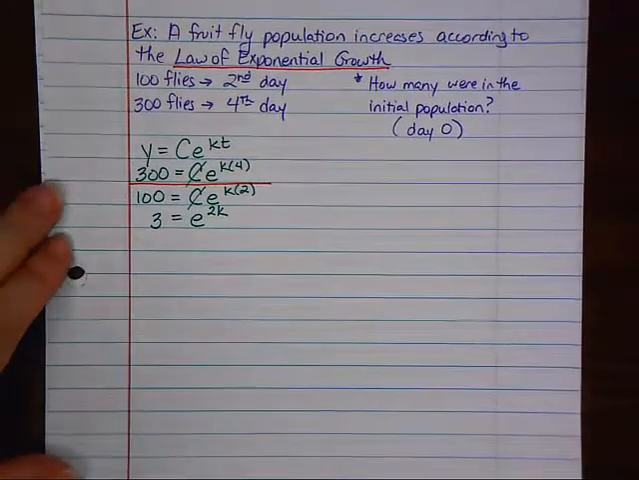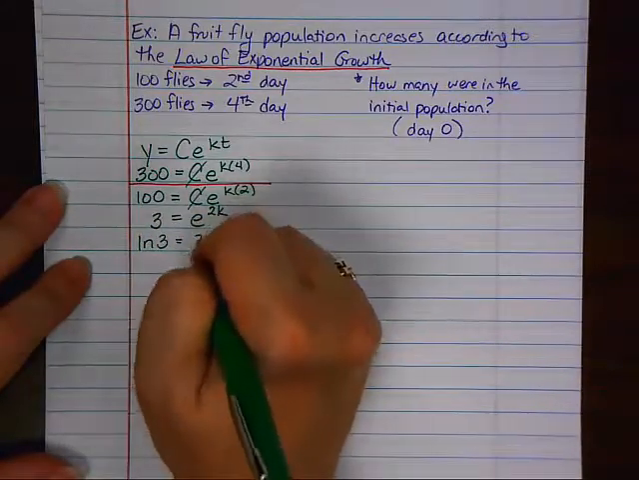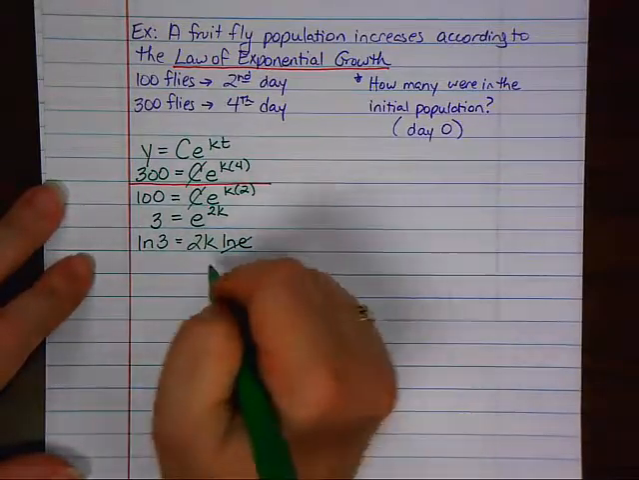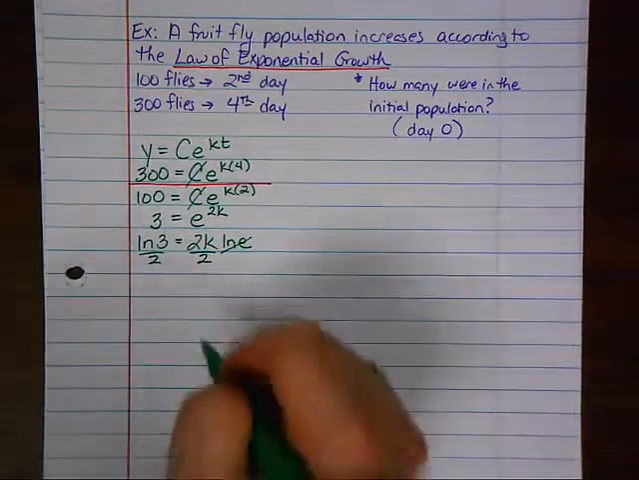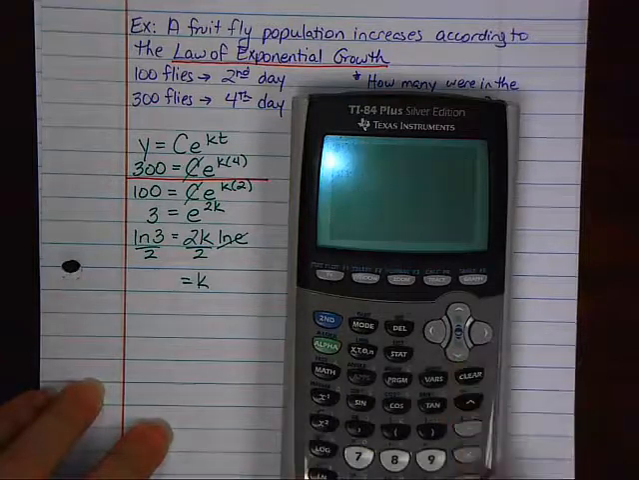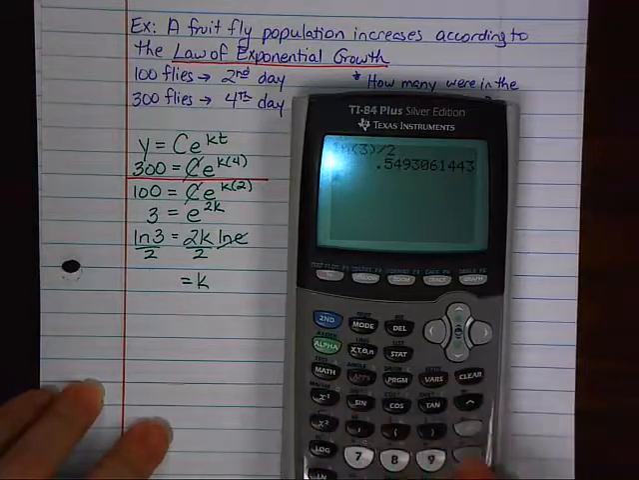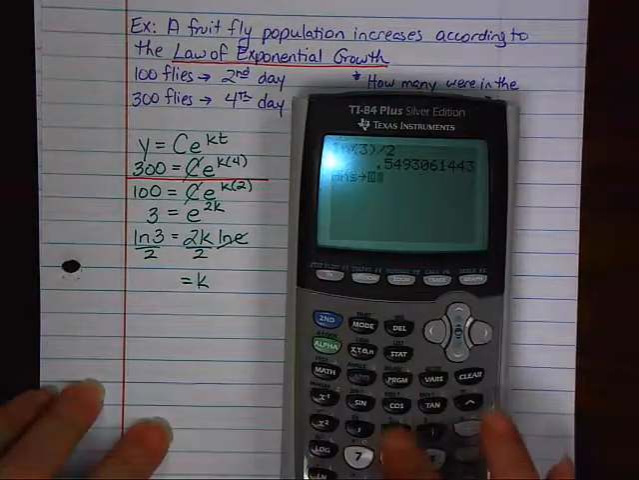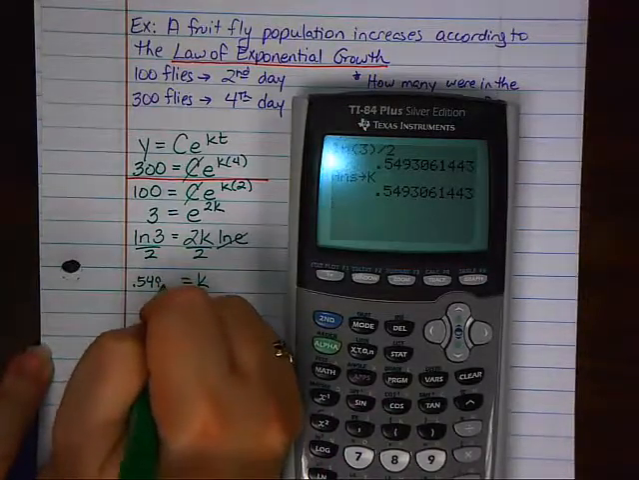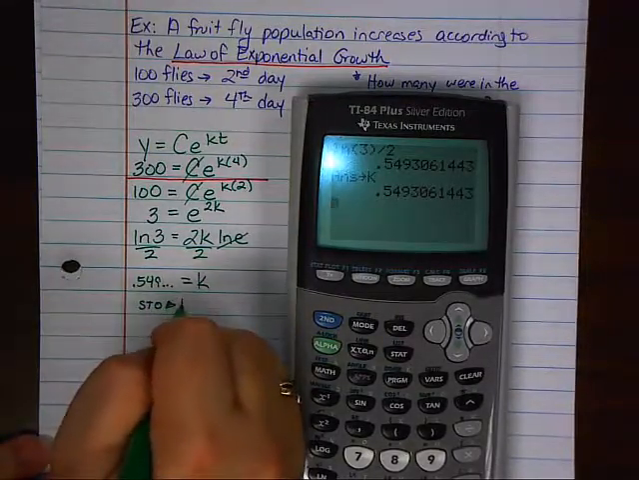What do I do now? ln both sides. Natural log of 3 equals, I'm going to bring down the 2k right off the bat. Natural log of e is 1. Divide both sides by 2. I want you to do that in the calculator for the new k. So clear that out. ln of 3 divided by 2. And this is what I forgot to do last period, was store this for k. Okay? So this is 0.549 dot dot dot. And I'm going to write STO arrow K, capital K.